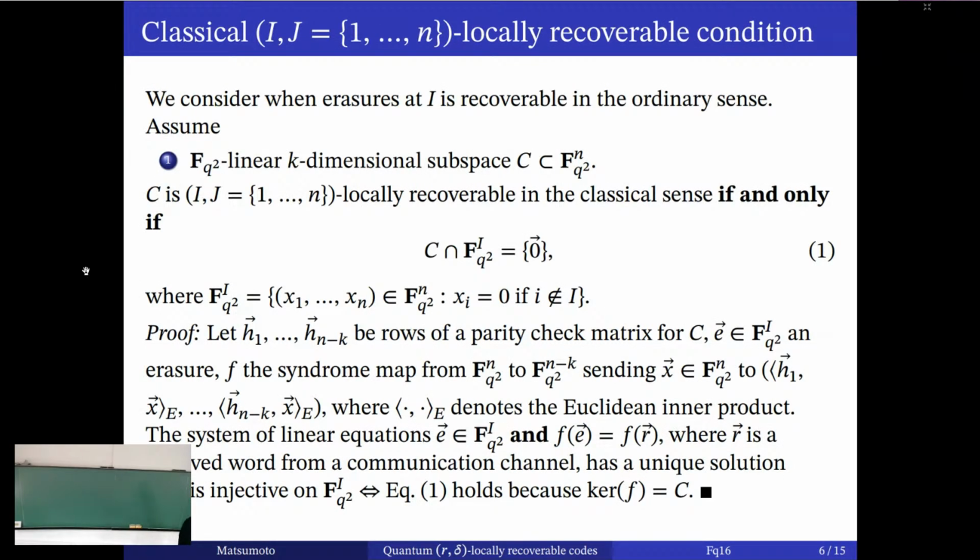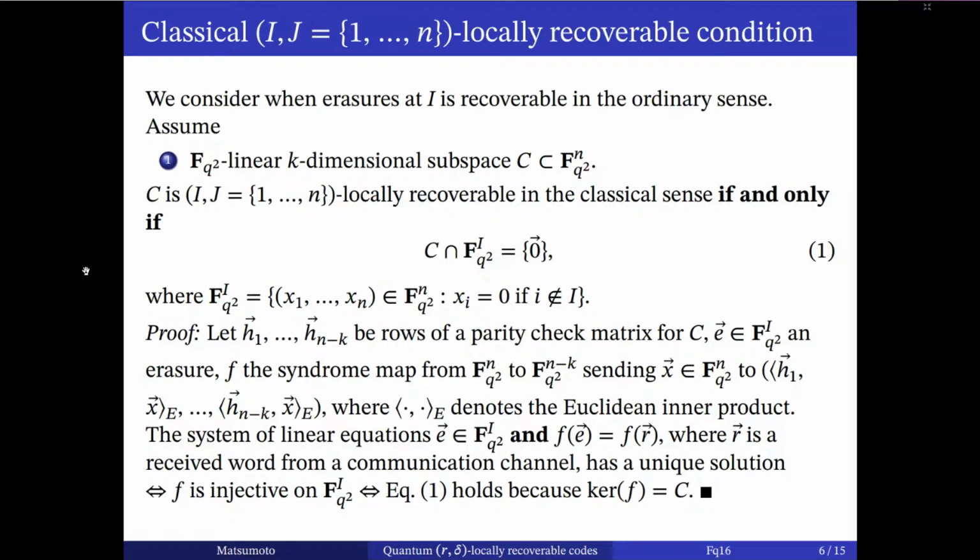Okay? Firstly, we consider classical erasure correction. And here, recovering set J consists of all indices. Okay? And the erasure set I is correctable if this condition is met. Here, F_q^n restricted to I is the set of vectors whose components are zero outside the index set R. So the left-hand side is just the shortened code to the index set R. And the proof is very, very simple.